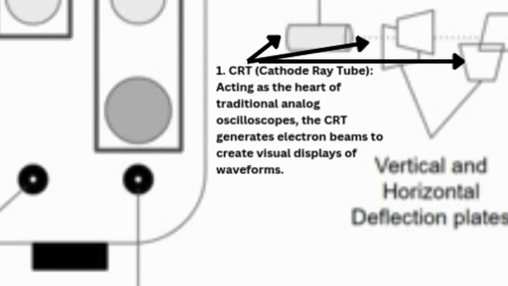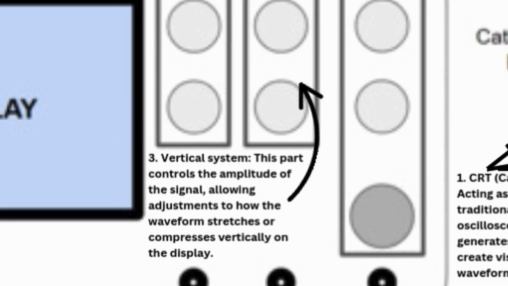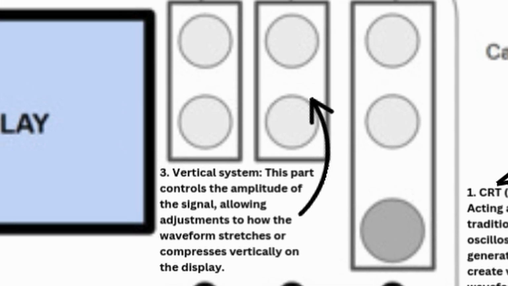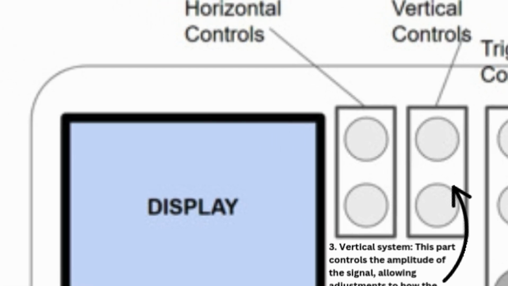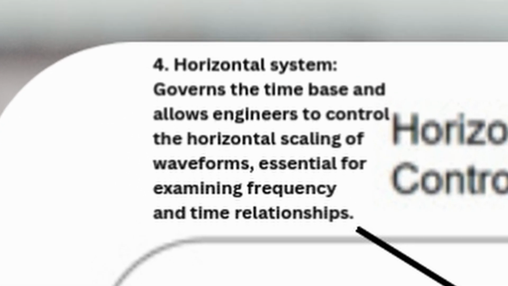Number 3. Vertical system. This part controls the amplitude of the signal, allowing adjustments to how the waveform stretches or compresses vertically on the display. Number 4. Horizontal system. Governs the time base and allows engineers to control the horizontal scaling of waveforms, essential for examining frequency and time relationships.